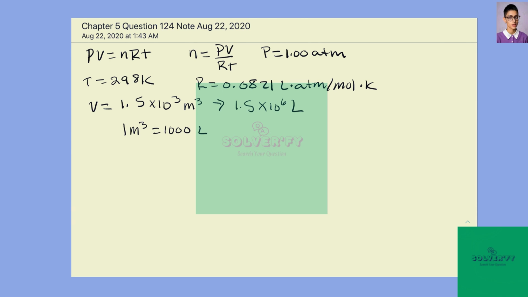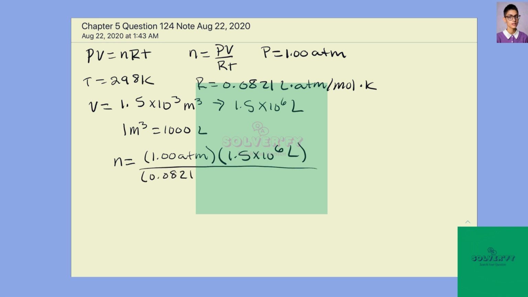All right, so let's find the total number of moles of gas that we have. So n is going to equal 1 atmosphere times our volume, 1.5 times 10 to the 6 liters, divided by R, 0.0821 liters atmosphere per mole Kelvin, times our temperature, which is 298 Kelvin. So when we calculate this out, our total number of moles is going to be 6.13 times 10 to the 4th moles, and this is total for our gas.